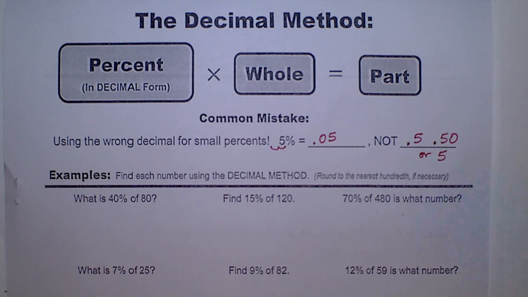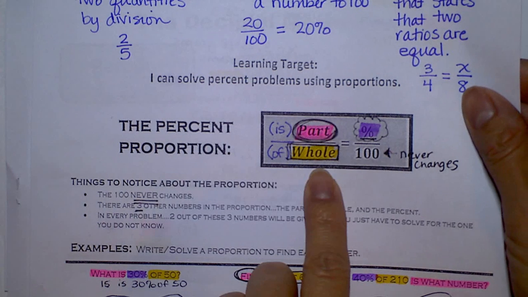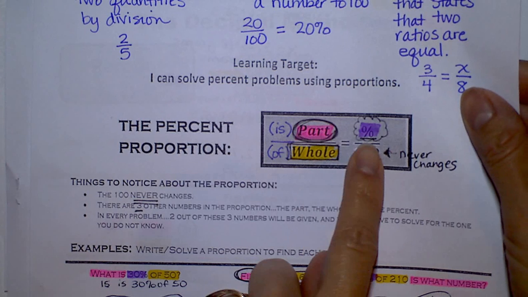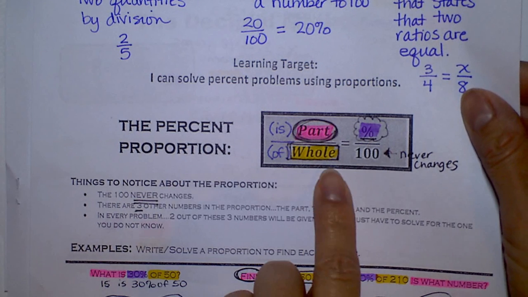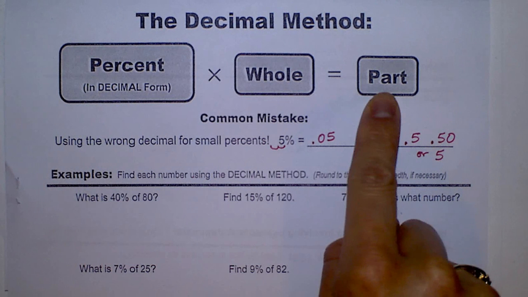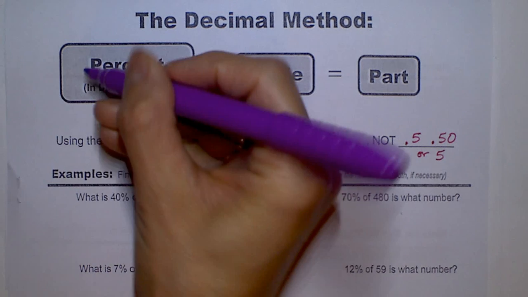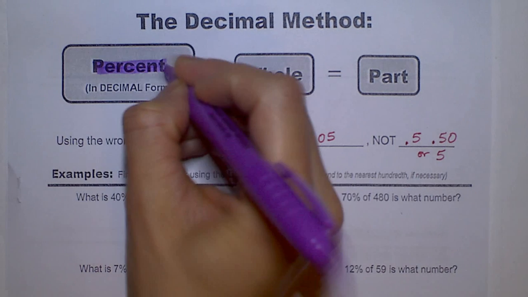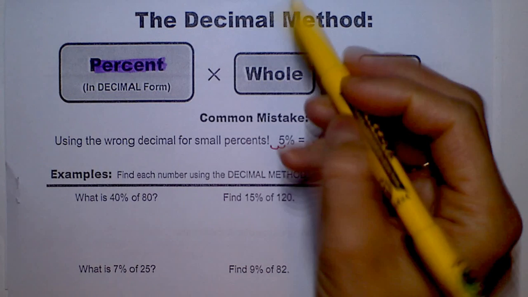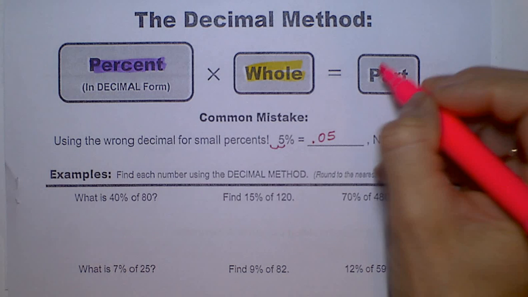On the previous lesson, remember we also did proportions, and we highlighted the part pink, the whole number yellow, and the percent purple. So we're still going to do something similar to this, but we're using the decimal method, which looks more like an equation. So I'm still going to highlight in this lesson the percent purple, and the whole number will be yellow, so this will be consistent with what we did previously, and the part will be pink.